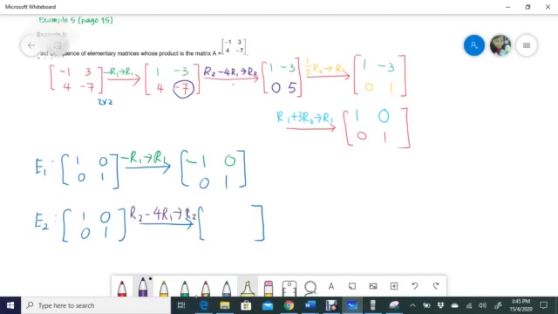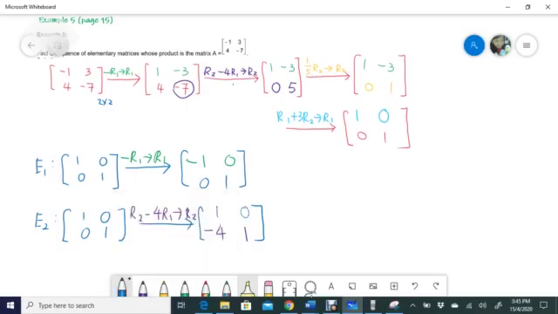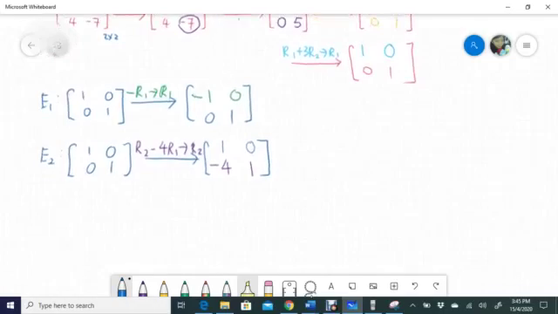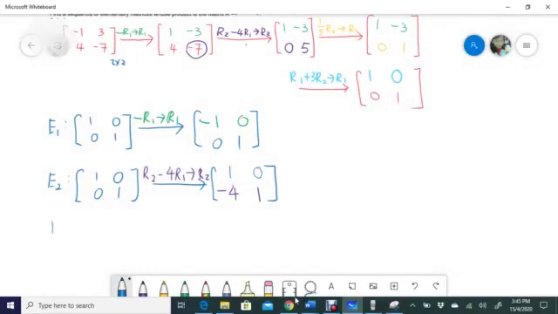Okay, so row 2. 0 minus 4, so you have negative 4. 1 minus 0 is still 1. The rest is not involved, so you just change back. So you have 0, you have 1 here. Okay, so continue with E3.